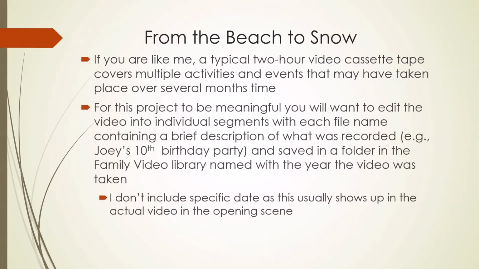Now, for this project to be meaningful, I think what you want to do is edit the video into individual segments, with each file name containing a brief description of what was recorded. Example, you might say something like Joey's 10th birthday party. And you save this in a folder in the family video library named with the year the video was taken. I don't go to the trouble to specify the specific date, as this usually shows up in the actual video in the opening scene for those that need to know that bit of data.